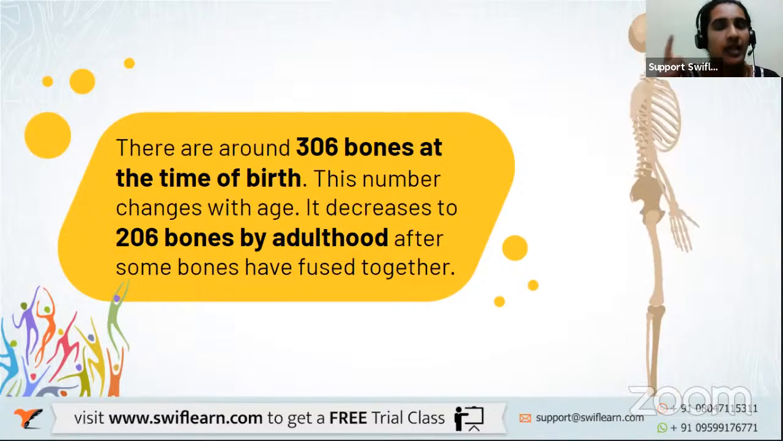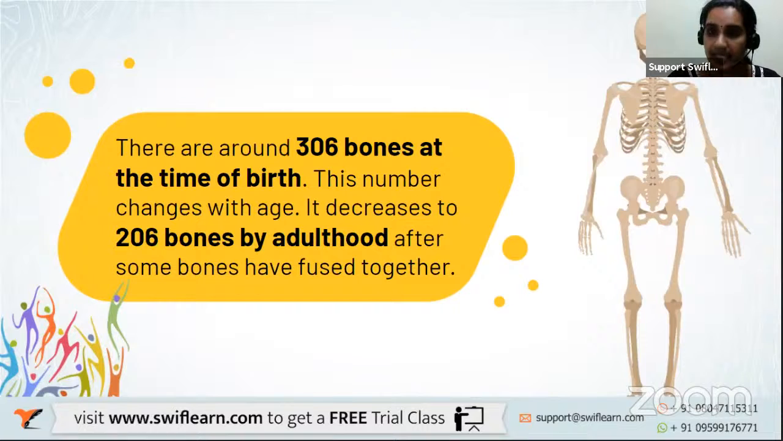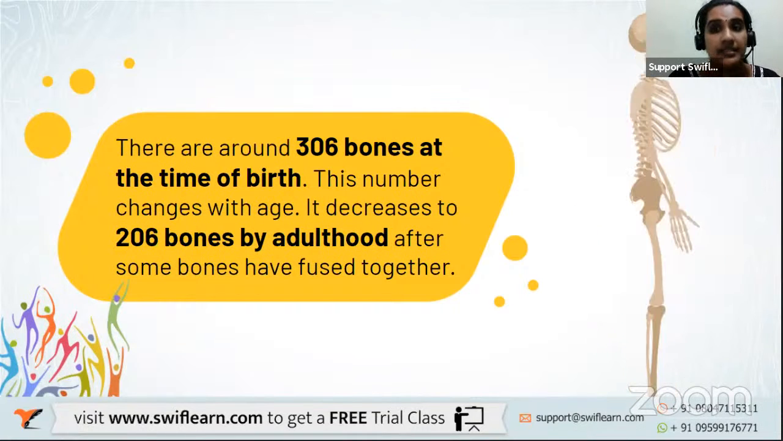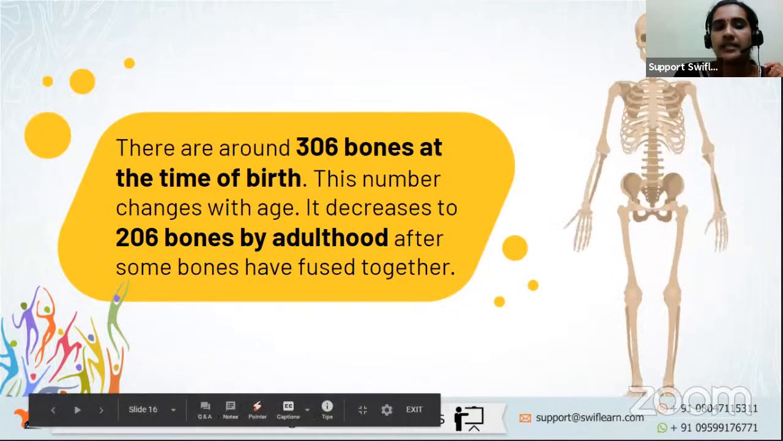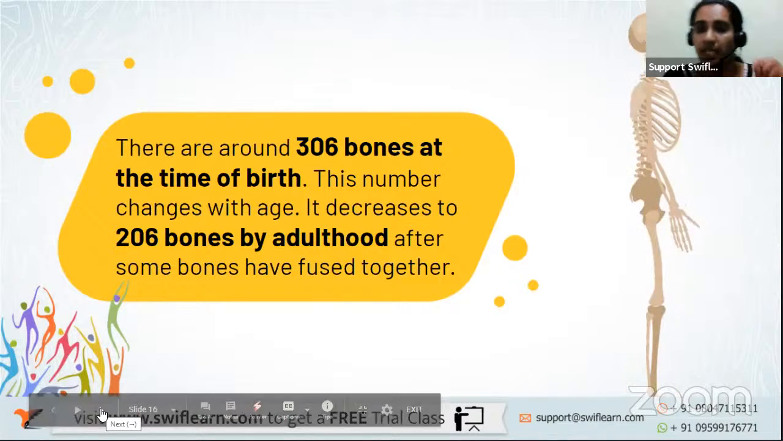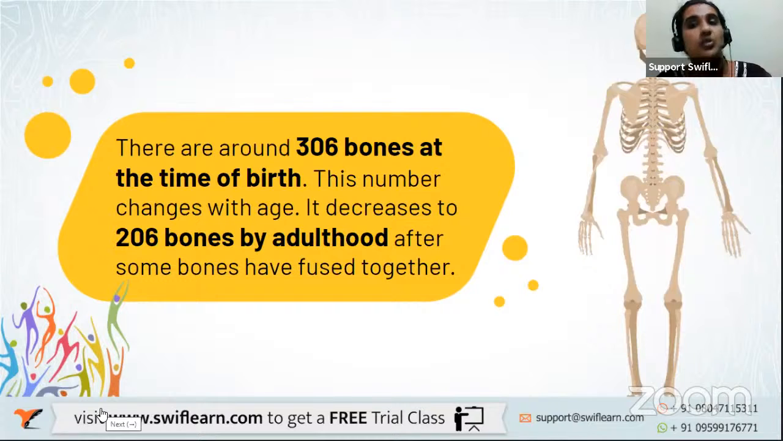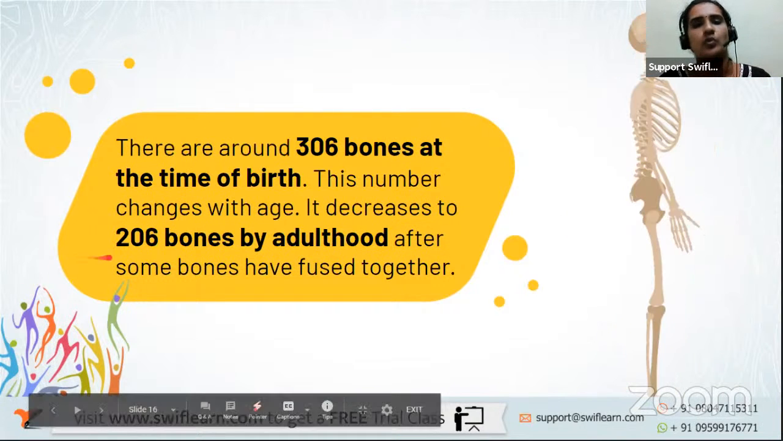Understood? So how many numbers of bones are there? During the adulthood, it is 206. At the time of birth, it is 306 bones. So that is about the number of bones. Okay, and you have to be very clear about this number. 306 at the time of birth. After that, it decreases to 206 bones by adulthood.